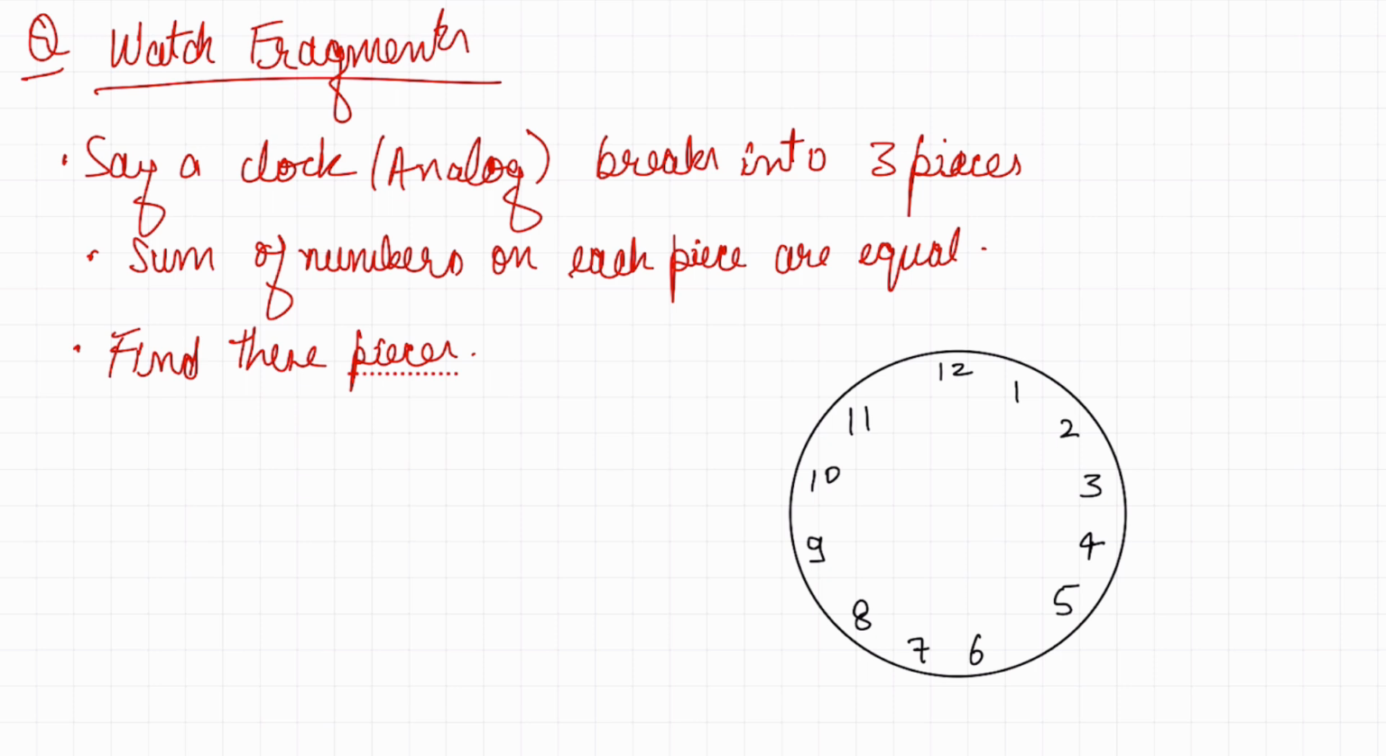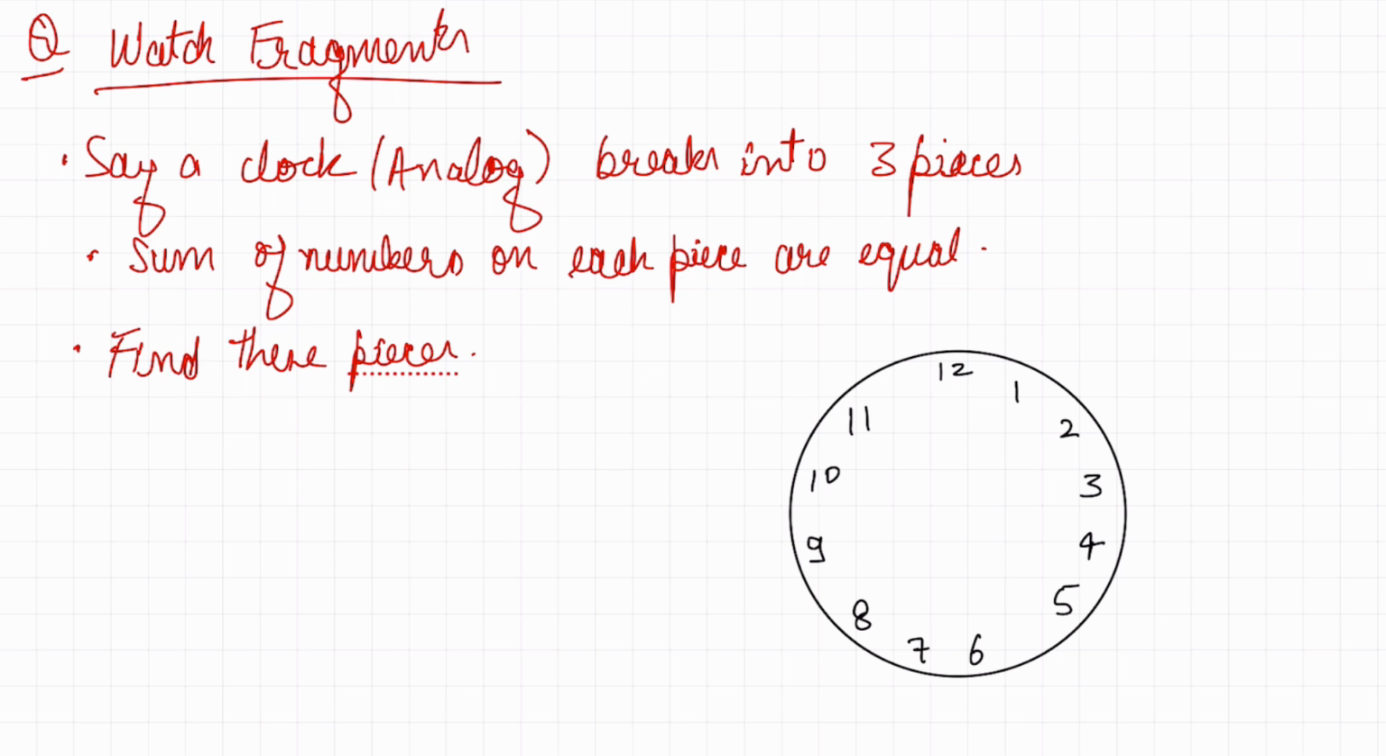What's interesting is that they broke in such a way that the sum of the numbers on each piece is equal. So what that means is, let's say piece 1 has certain numbers on it, and if you add them up, it comes to a number x. Then the second piece, if you add the numbers on that piece, it still adds up to the same number x, and similarly on the third piece. So we have to find these three pieces.